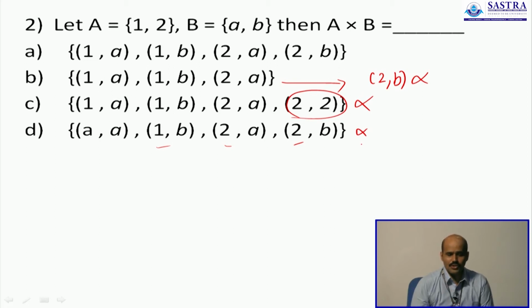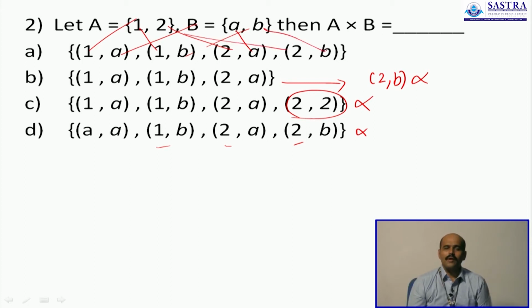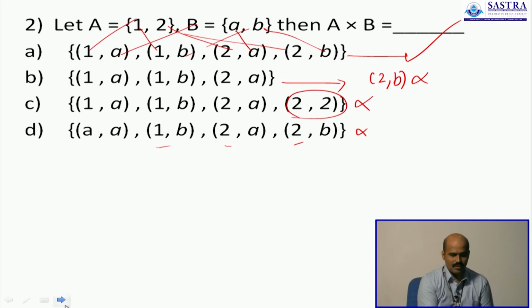But the first option, where you see 1 comes from A, a comes from B, 1 comes from A, b comes from B, 2 comes from A, a comes from B, 2 comes from A, b comes from B. So option A explains best the Cartesian product A cross B, and therefore option A is the right one.